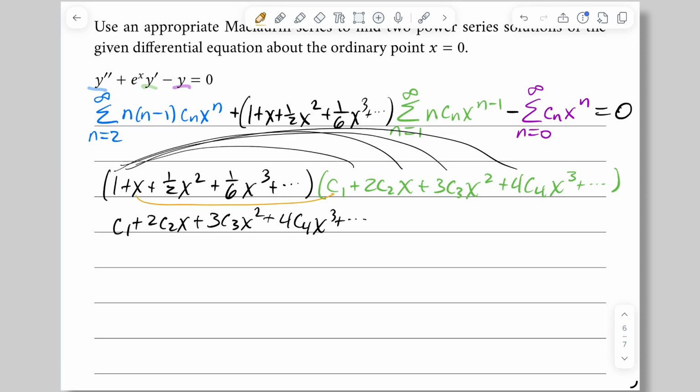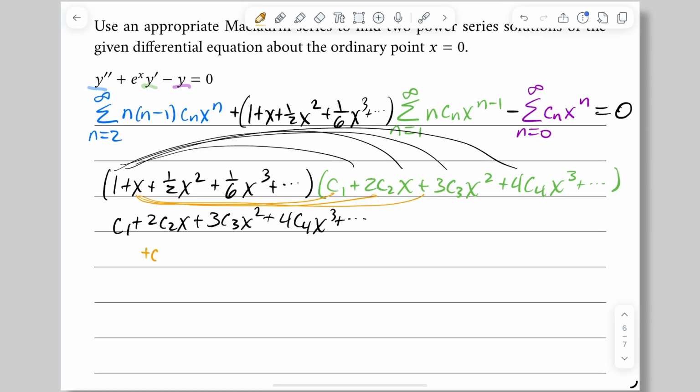Moving on to x, we're going to multiply everything in y prime by x. I'm going to line up my like terms here, so I'm going to put plus c1x underneath our 2c2x, and then plus 2c2x squared is underneath our 3c3x squared. Lining up the x cubed terms is going to give us 3c3x cubed under there, and then finally we have 4c4x to the fourth, and so on.